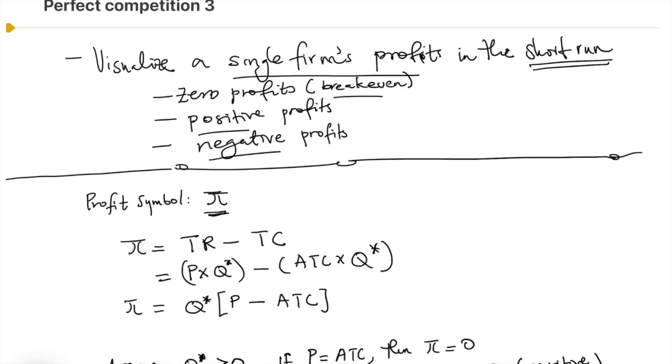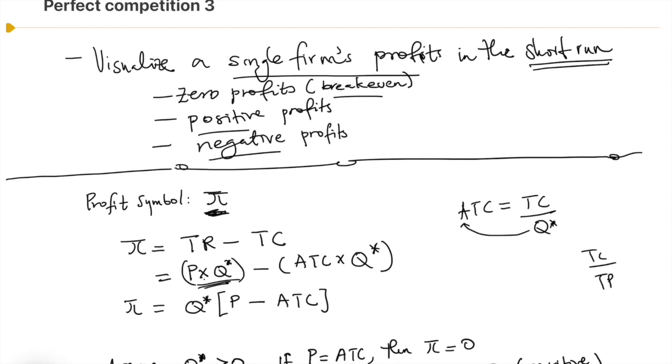Okay, the profit symbol that I will be using is pi. Profit is calculated as total revenue minus total cost. Total revenue, we know from previous lectures, is P times Q star. Total cost is average total cost multiplied by Q star. Now, if you're just joining in, average total cost is calculated as total cost over Q star. In other books, it's total cost over total product, same thing.